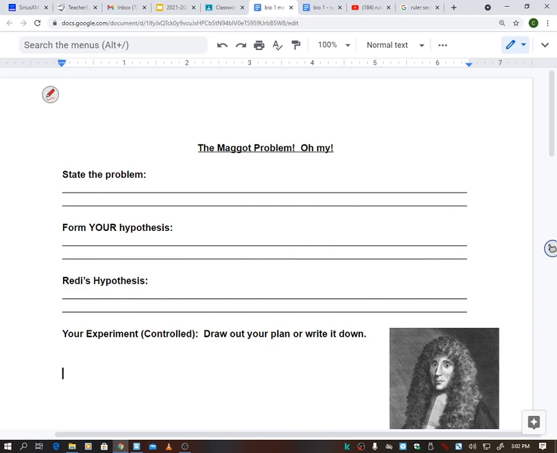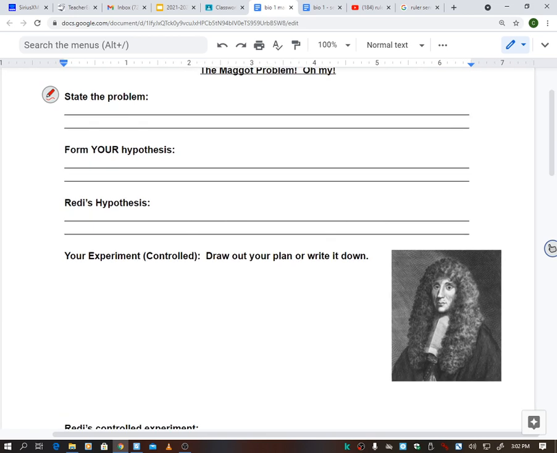So back a long, long time ago, there was a problem and people started noticing that maggots were appearing on meat. It was the meat that they left out. Now, if I'm going too quickly, just pause the video and write your stuff down and then maybe play it again. So maggots were appearing on meat and people were kind of like, where are they coming from? Because there's just some meat on the table.